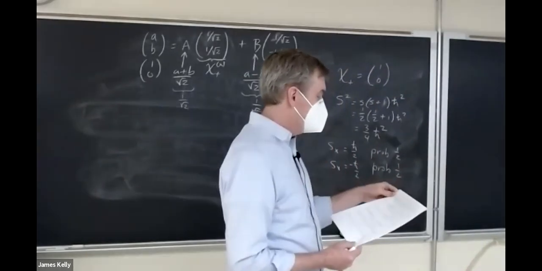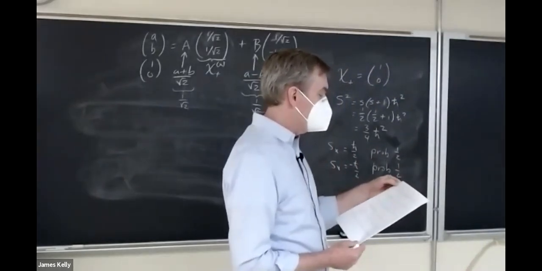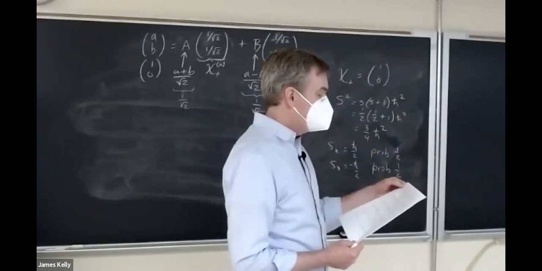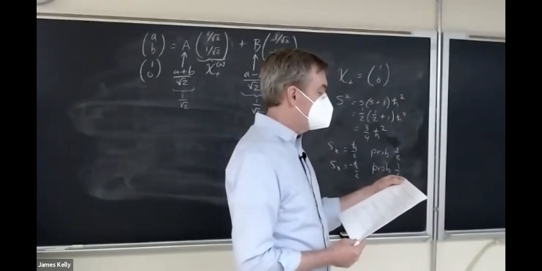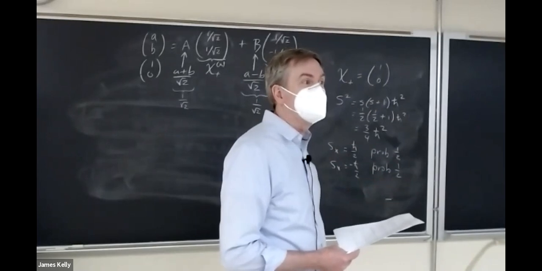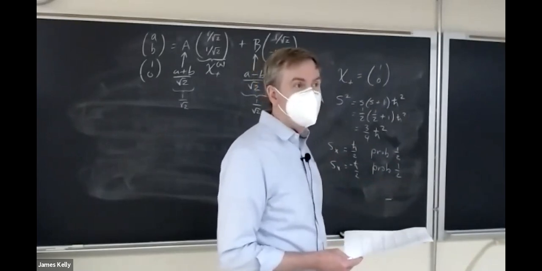Okay, C is at the top of the next page. If you started with the state chi plus and measured Sz several times in a row, what might you measure? How about the first time you do it?